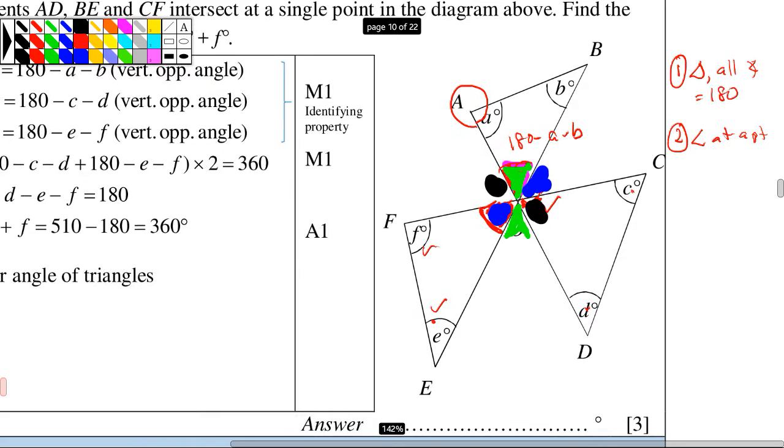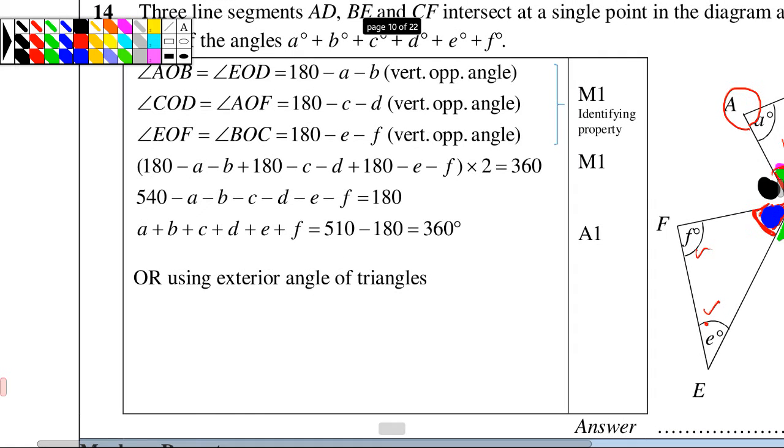So how do you show the working? You can tell me everything here times 2 equals 360. This is my first, the top angle, remember? 180 minus A minus B. 180 minus C minus D is the left hand side angle. 180 minus E minus F is the other angle. So these three angles add together is 180. Or you times 2 is 360. So if you are able to write this, is 1 mark.